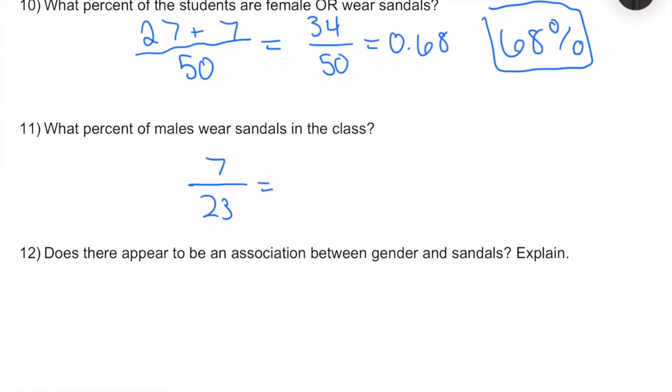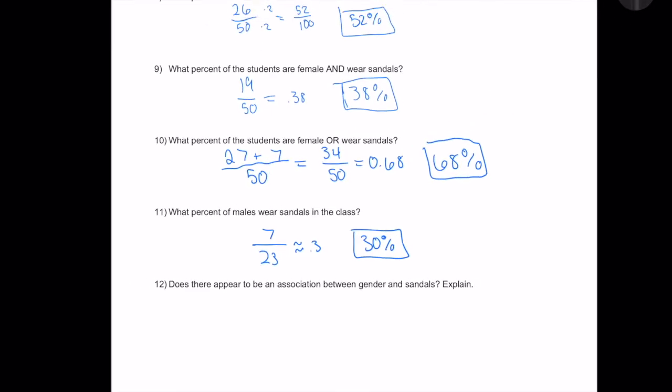7 divided by 23 is about equal to 0.30. So about 0.3, which is 30%. So 30% of males wear sandals in our class. And number 12, it says, does there appear to be an association between gender and sandals? So if we're looking at this data here, it does show that more females tend to wear sandals than males do for our class.